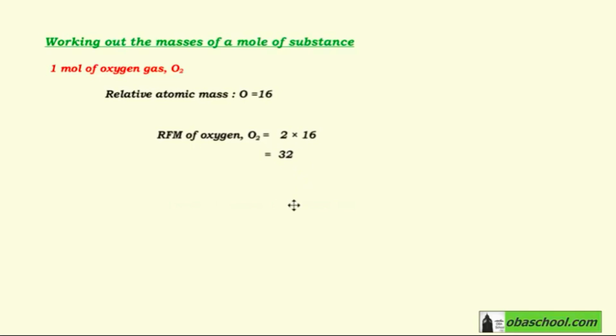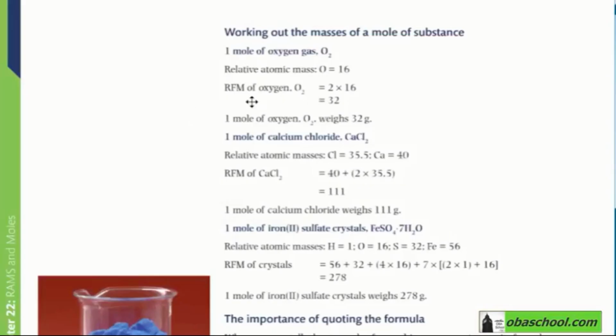Then we should put the unit, which is grams. So 1 mole of oxygen, O2, weighs 32 grams. So we just take the relative formula mass of oxygen and put grams next to it. This is how we find the mass of 1 mole of oxygen gas.